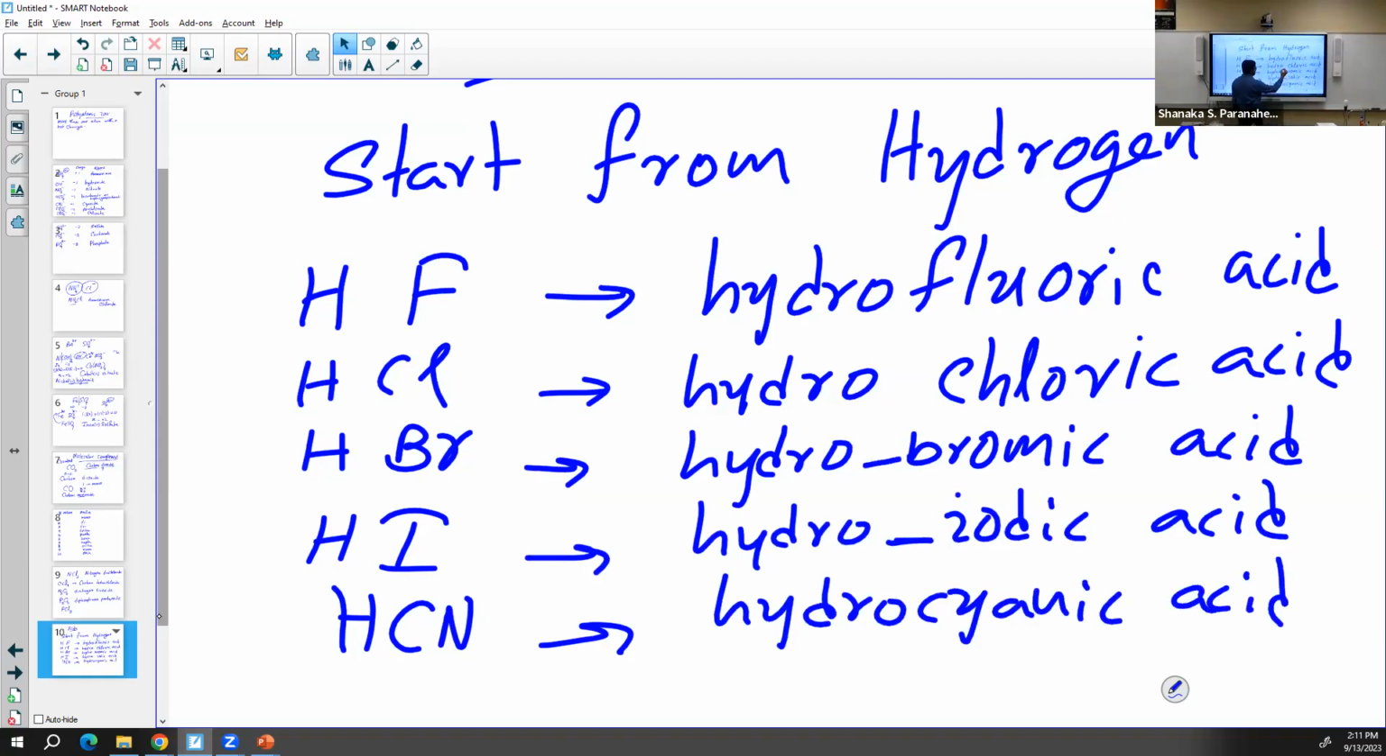So there's no space here, no space. There's a space between acid and the first part. So these are the 5 acids which start from hydro and end with ic acid: hydrofluoric, hydrochloric, hydrobromic, hydroiodic, hydrocyanic acids. Okay, so the next 5 acids come from hydrogen and polyatomic ions.